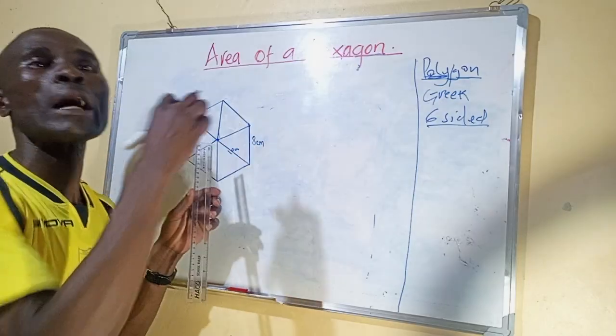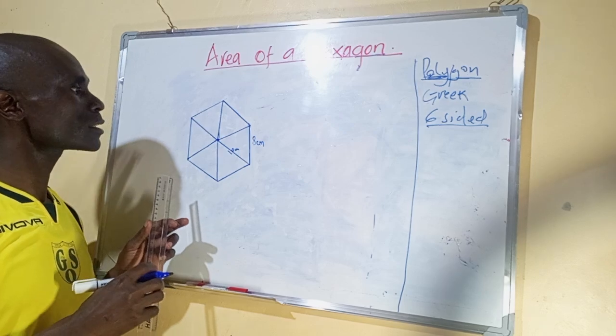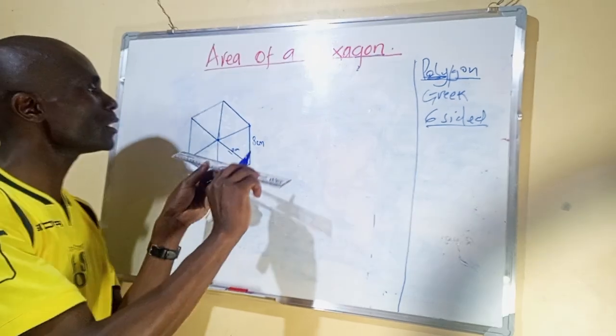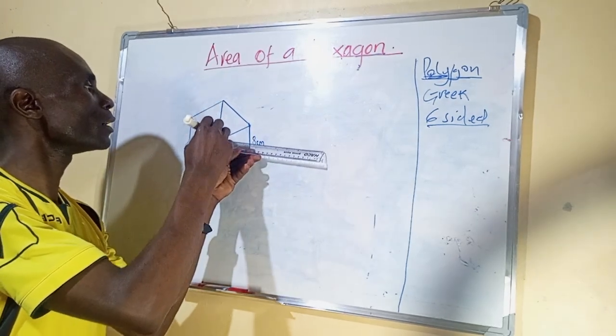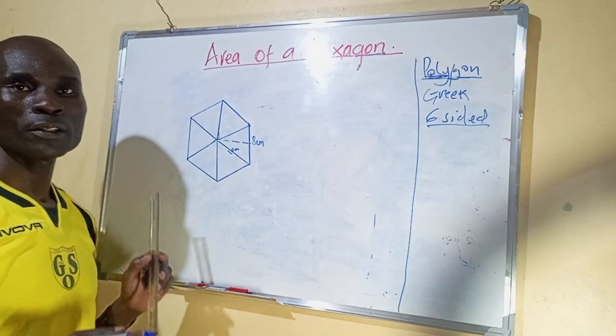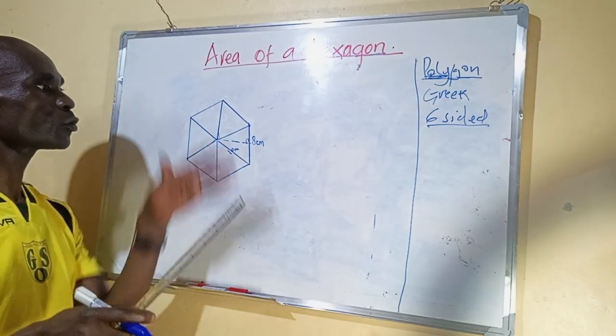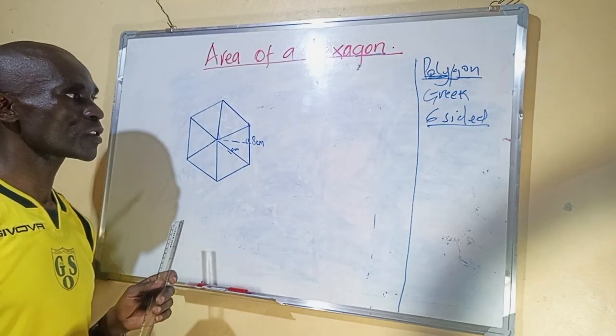pull out this one particular triangle, and then drop a perpendicular, like we can use this one here. So we drop a perpendicular that way. So we now get the area of this one only. Then multiply by 6 because there are 6.